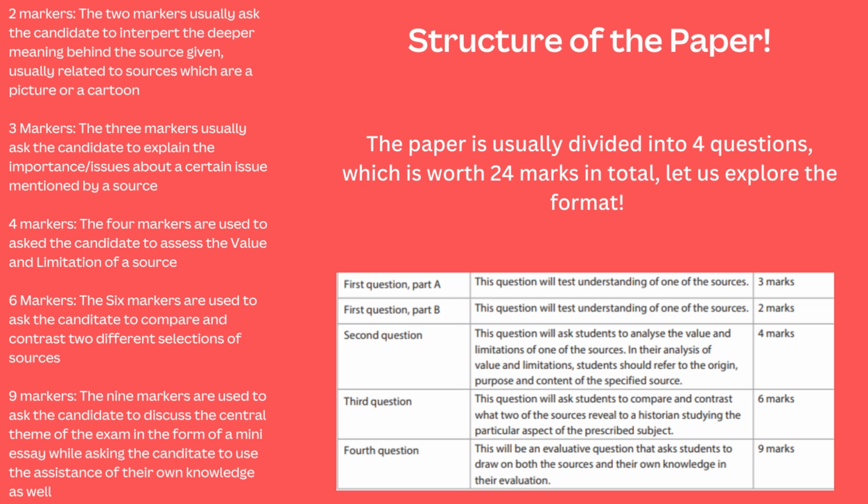The nine marker usually asks the candidate to describe the central event of the exam in the form of a mini essay. This essay is usually written with the help of the sources given for information as well as drawing upon the candidate's own knowledge. It's usually one of the highest scoring parts, but also the trickiest part to score due to how complex the essay can be. But with the tips given further, you can easily get a high score in these papers.